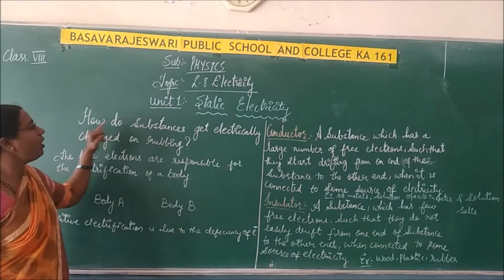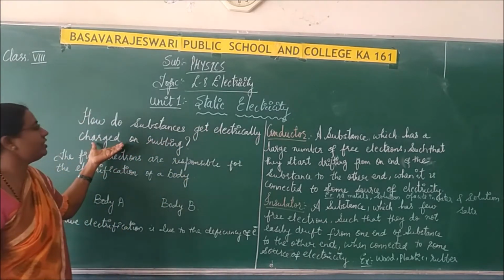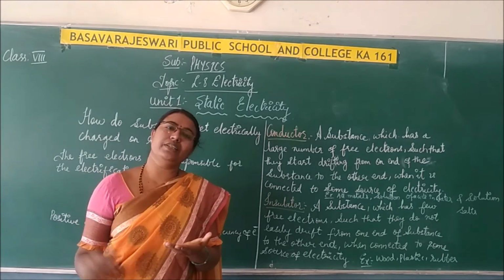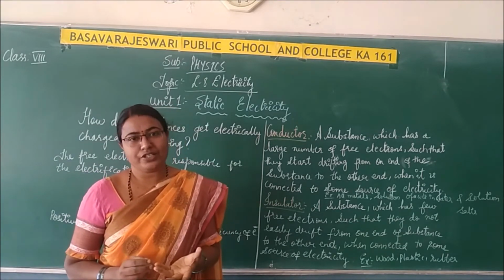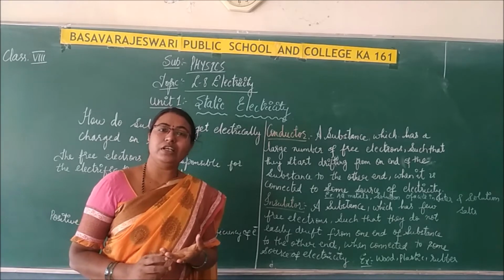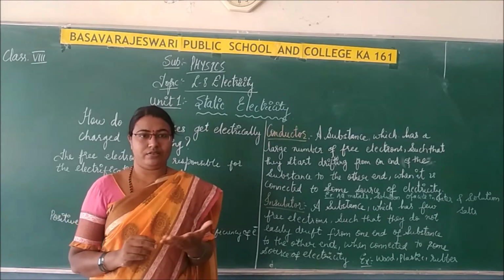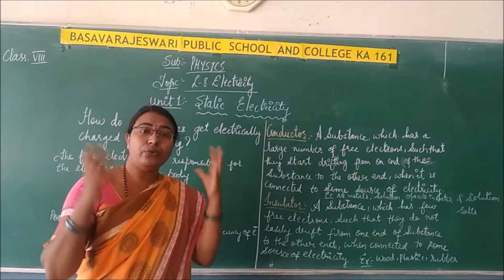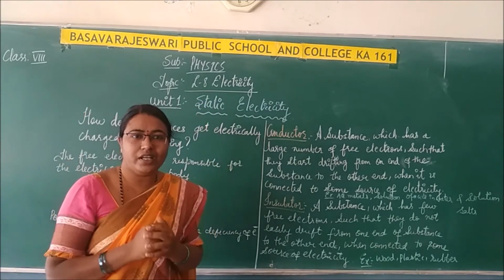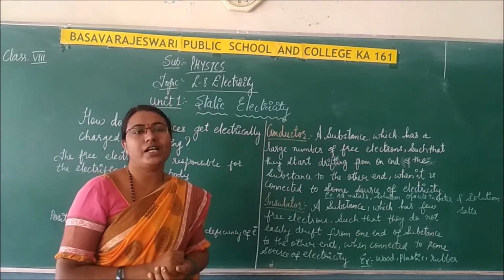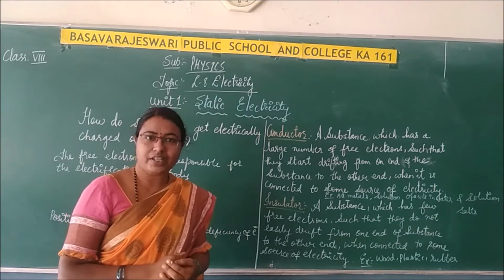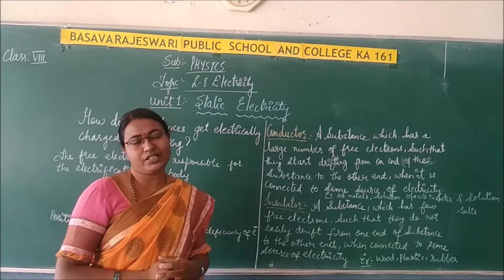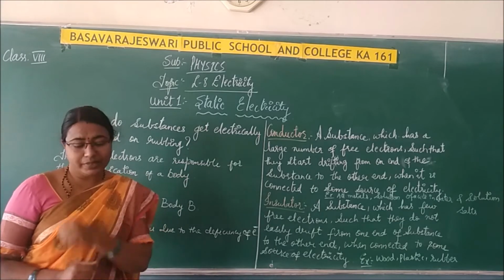We are going to learn how substances get electrically charged on rubbing. I told you when the glass rod is rubbed with silk, the glass rod will get charged, and the ebonite rod, when it is rubbed with the cat's fur, will get charged. Yes. And I also showed you how the balloon got charged when I rubbed it to my hair, and also how the scale got charged when I rubbed it to my hair, right? But how do these substances get charged on rubbing? Okay, now let me explain.